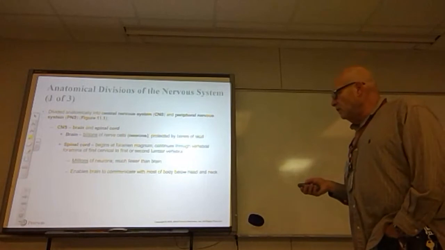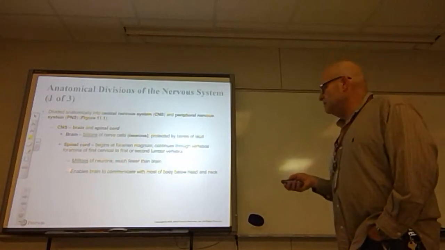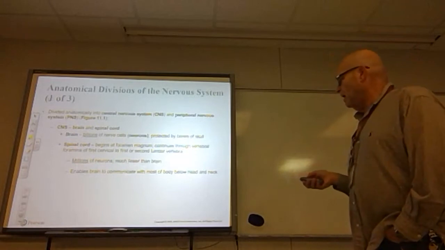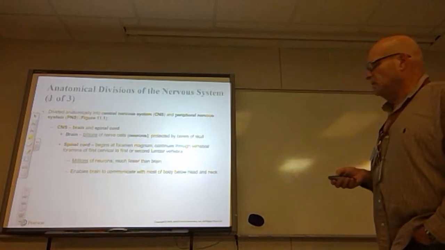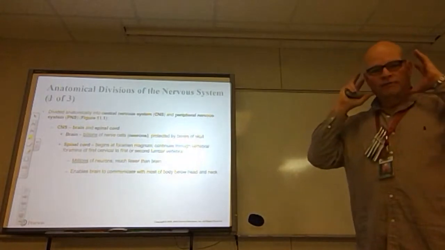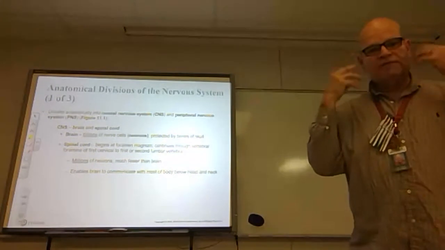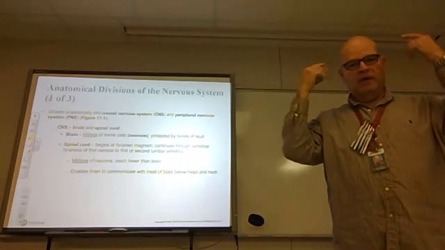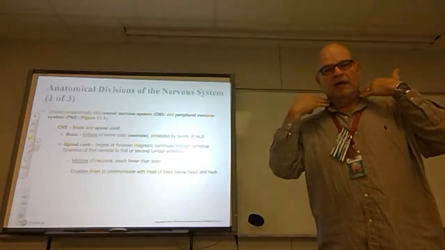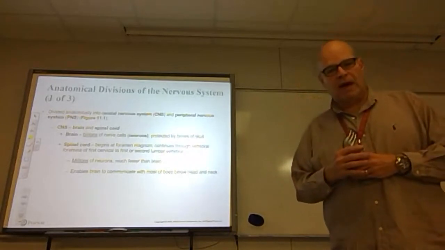You have millions of neurons, but fewer than the brain. And this spinal cord enables the brain to communicate with most of the body below the head and neck. The nerves, which we'll talk about in a subsequent chapter, that control most of the things from here up, originate from the brain. From here down, almost everything originates from the spinal cord.